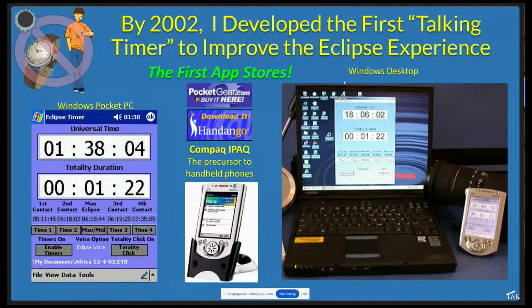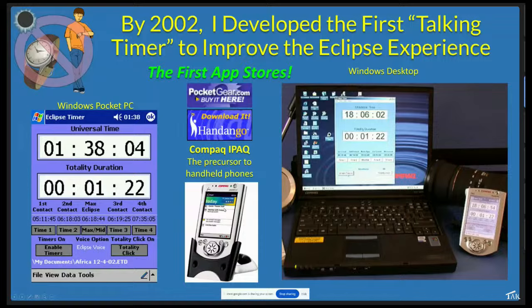So when I got back to the States, I realized that you can't time an eclipse with your watch. And I started to develop the first eclipse talking timer, which back then ran on Windows Pocket PC, and it was completely manual. And it also ran on Windows Desktop. And remember, this is before phones. So back in 2002, there were things called personal digital assistants, and Compaq had one.